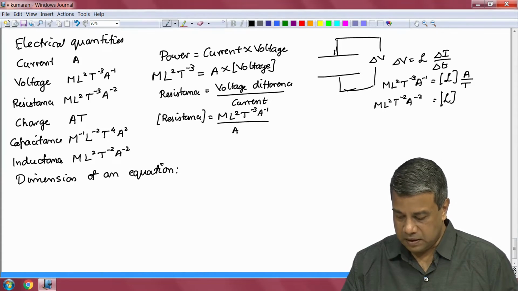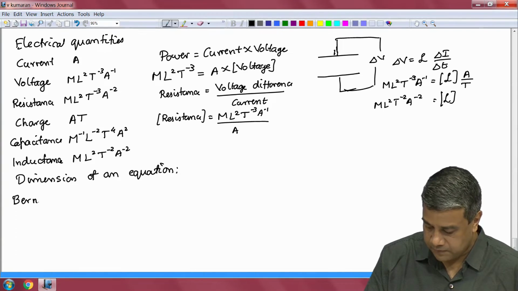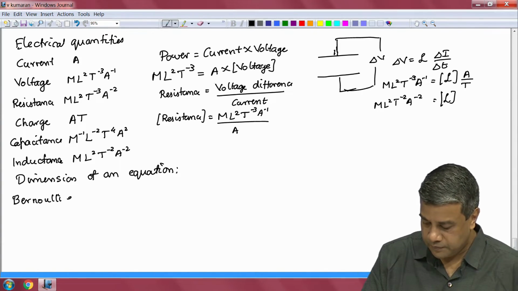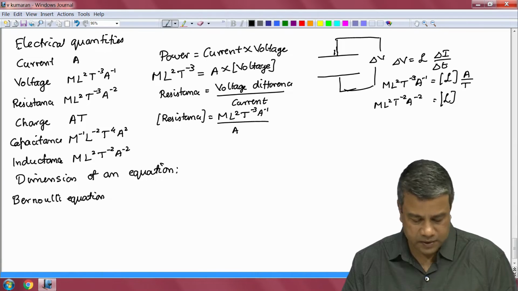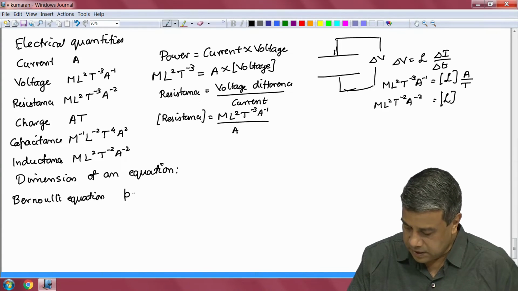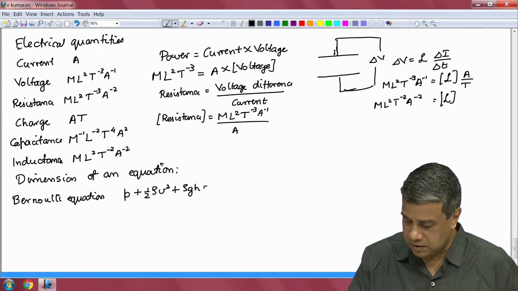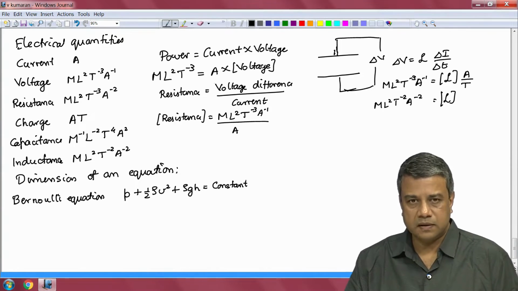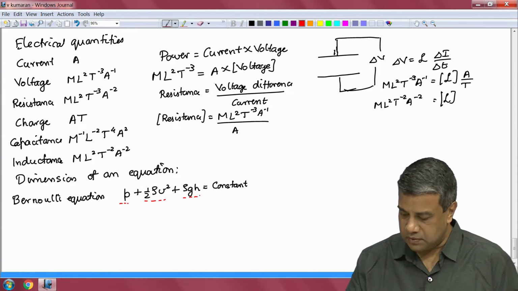Many of you must have seen the Bernoulli equation, for the pressure in the fluid. The way it is usually written is P plus half rho V square plus rho g h is equal to a constant. So, basically the sum of 3 terms is equal to a constant.